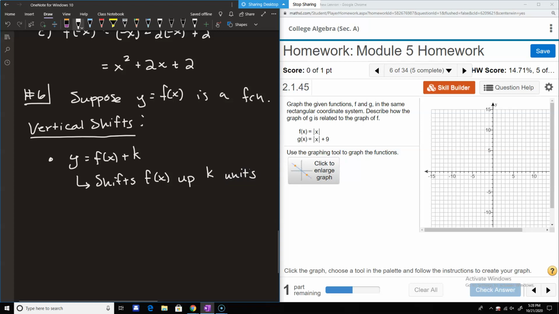Okay, so that's exactly what we're seeing in this example. If you have the absolute value of x and you know what that looks like, we know that the second graph g of x is going to just be that first graph shifted up 9 units. So everything just moves up 9. So we'll get to that when we're done. If we have f of x minus k, this is going to shift it down k units.